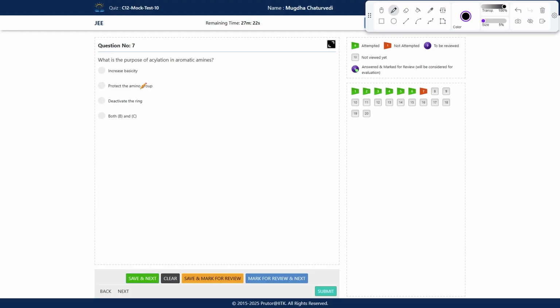Now the next question is asking, what is the purpose of acylation in aromatic amines? If I take an example here, it will be clear what the purpose is. Here, if I have this molecule and I react it with acetic anhydride, O double bond O CH3, what this will do is that we will get NH double bond O CH3.